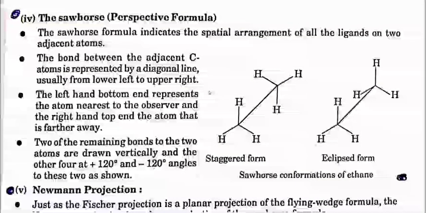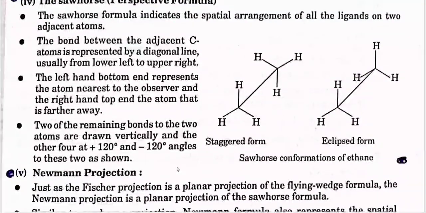perspective formula. The Sawhorse formula indicates the spatial arrangement of all the ligands on two adjacent atoms. The bond between the adjacent carbon atoms is represented by a diagonal line, usually from lower left to upper right. The left hand bottom end represents the atom nearest to the observer, and the right hand top end the atom that is farther away. Two of the remaining bonds to the atom are drawn vertically and the other four at +120 degree and -120 degree angles of these as shown.